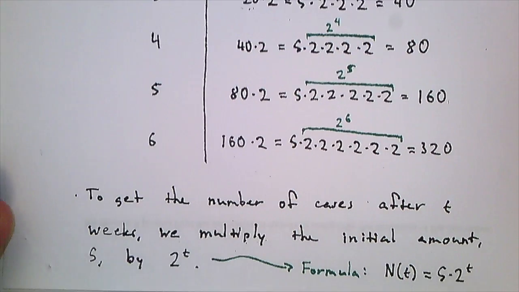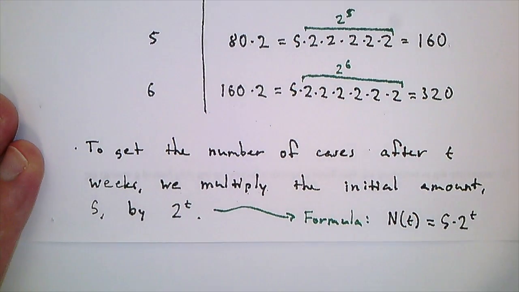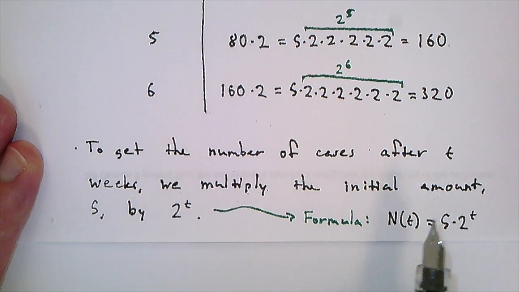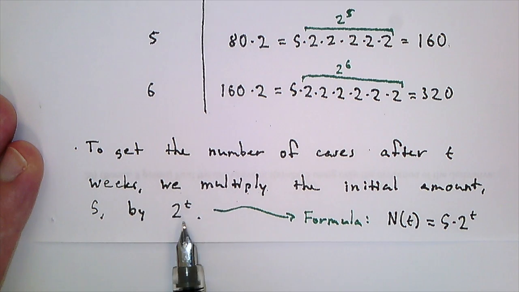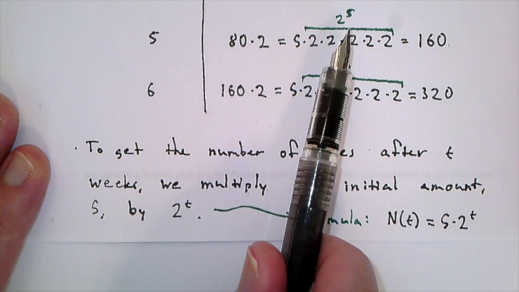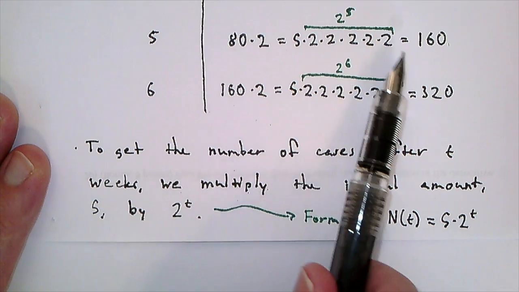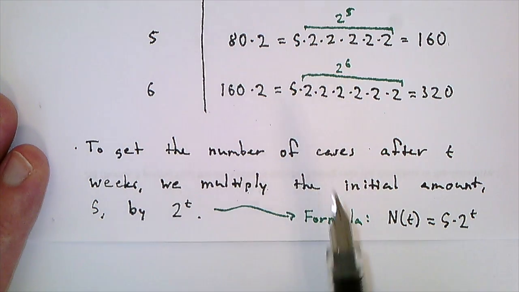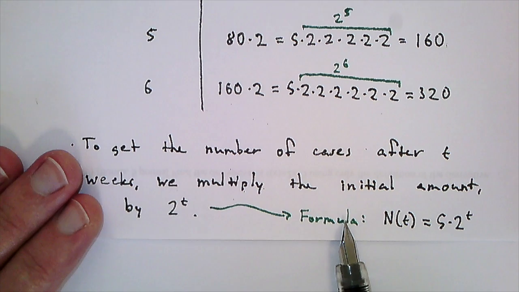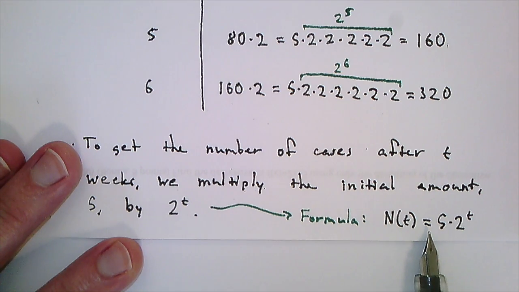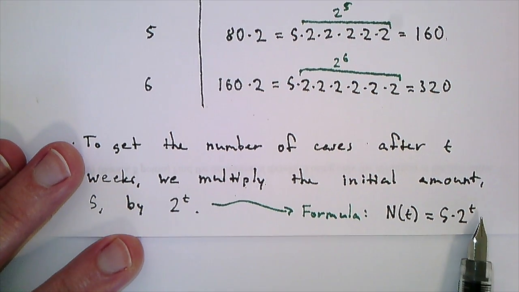So here's what's going on. To get the number of cases after t weeks, what we actually need to do is multiply the initial amount, 5 in this case, by 2 to the t power. So looking up here, after 5 weeks we have 5 times 2 to the 5th power. In week 6, we have 5 times 2 to the 6th power, and so on. So the formula for our function looks like this. The number of cases after t weeks is equal to 5 times 2 to the t power.